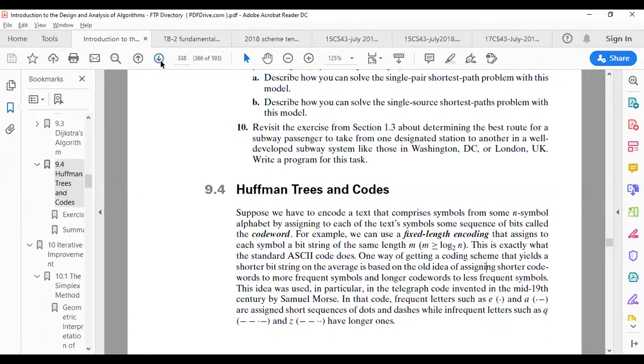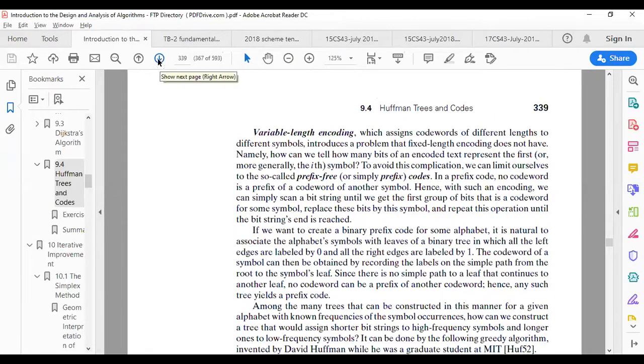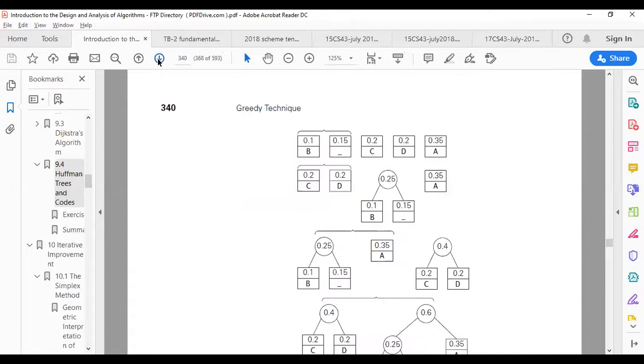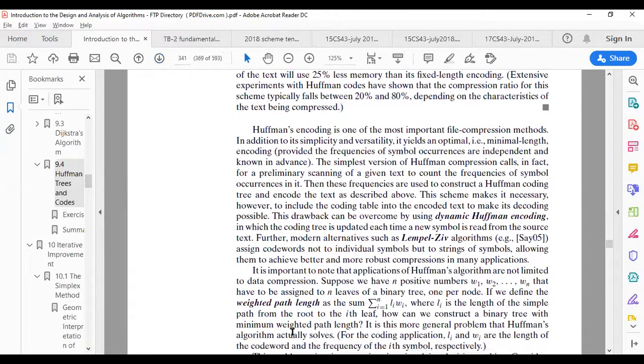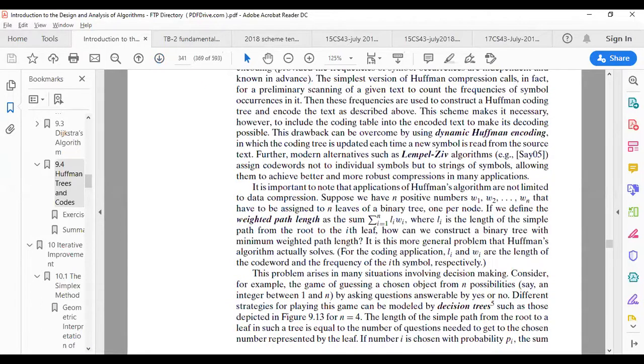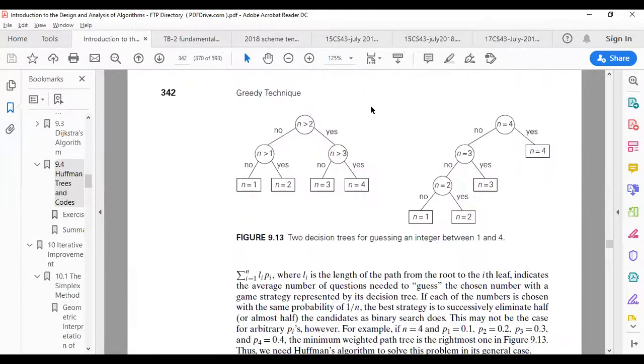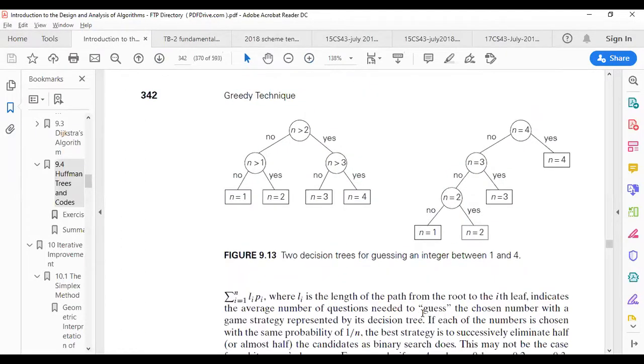Within here, we have talked about all of this, and we have taken this example. We have talked about the compression ratio, and now we are going to talk about the n number of positive numbers, how they can be represented so that the weighted path length is always the minimum. So let's quickly move on to the example that's given in your textbook.